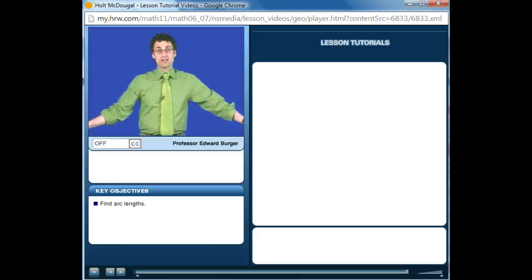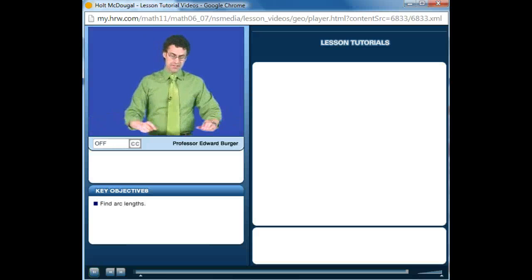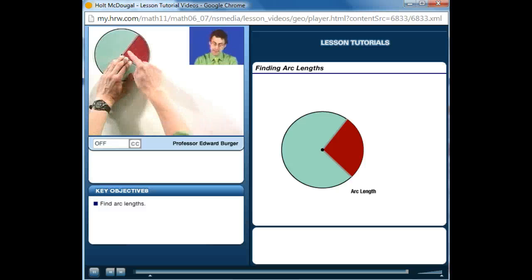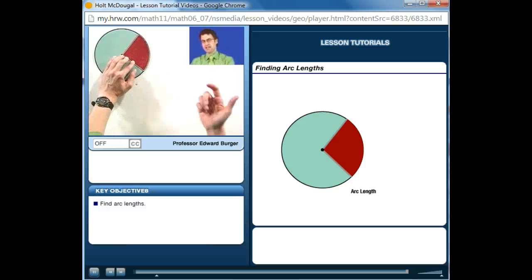Okay, so we've been taking a look a lot at arcs, and we've seen that, in fact, we can compute the measure of an arc, which actually is identical to the measure of the central angle, and that measure, of course, is in degrees. But there's something else we can do.